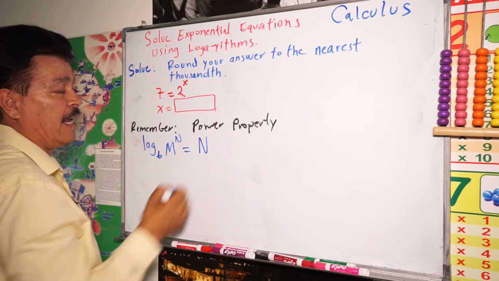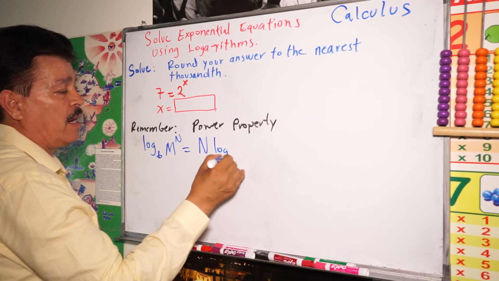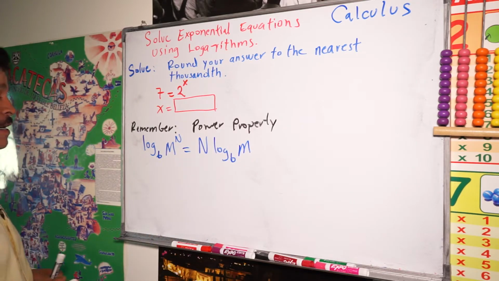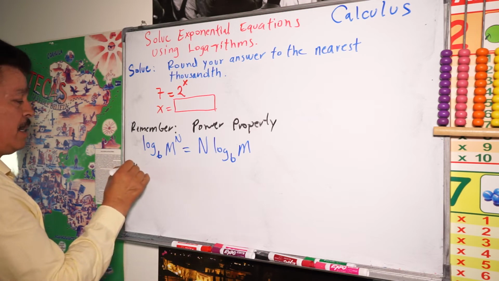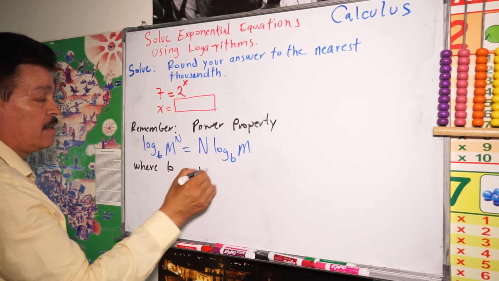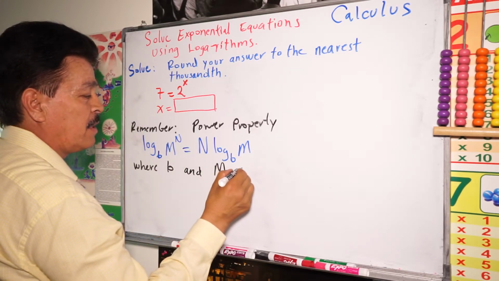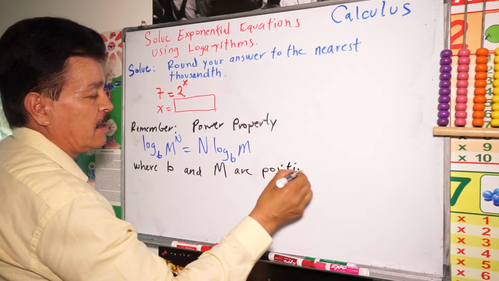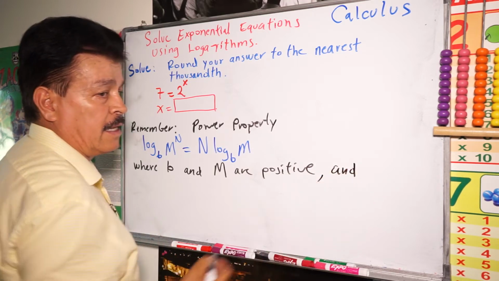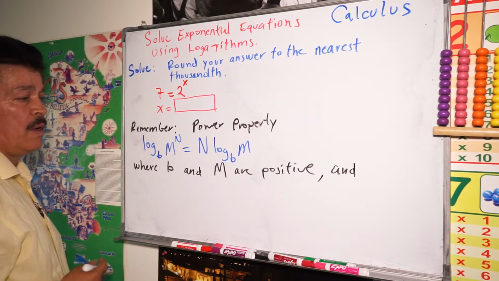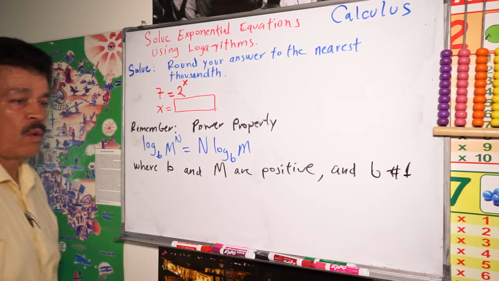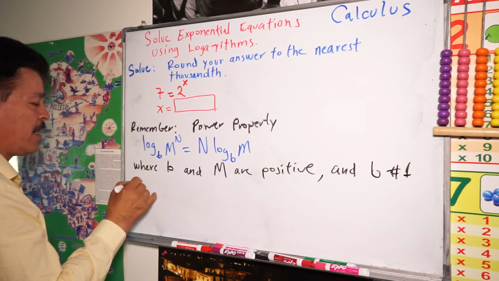So we are going to have n times logarithm b of m, where b and m are positive, and also b is different from 1.